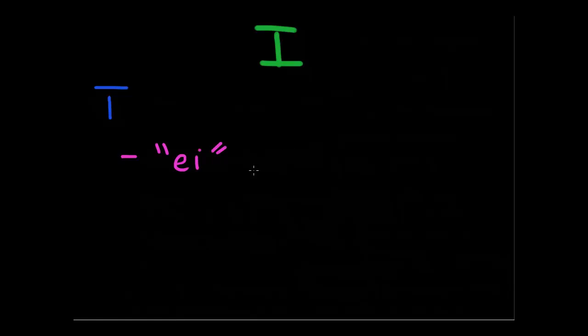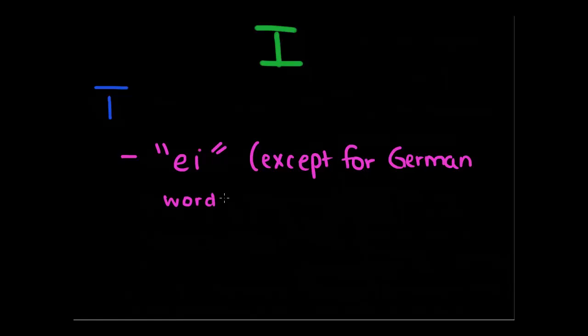So E-I is the best way, and it's going to be E-I all the time, except for German words ending in "ite." Got to clarify that. Ending in "ite," because there's a lot of minerals in German that end in "ite." So I-T-E. With the exception of all the "ite" words, it's going to be E-I all the time. And then you're set.